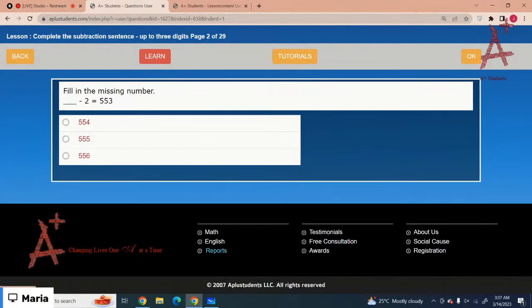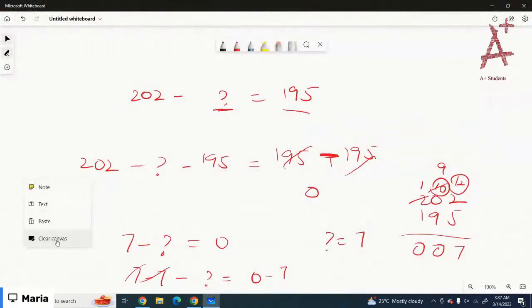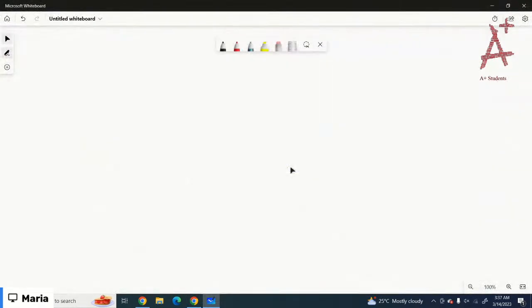Okay, the next one is the missing number minus 2 equals 553. You can see the greater number is missing here. Got it? Because 2 is the smaller one, and you can always subtract a smaller number out of the greater one. So when the greater number is missing, you can add 2 to both sides, because the opposite of subtraction is addition.